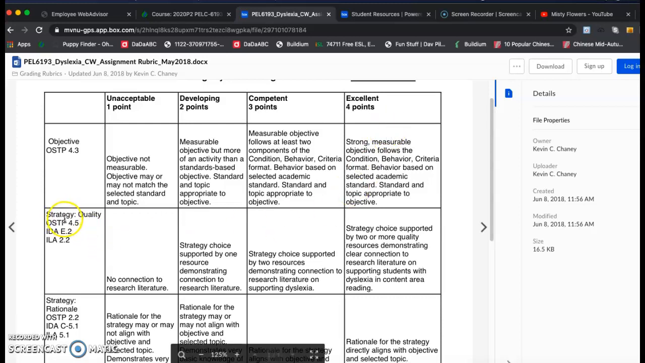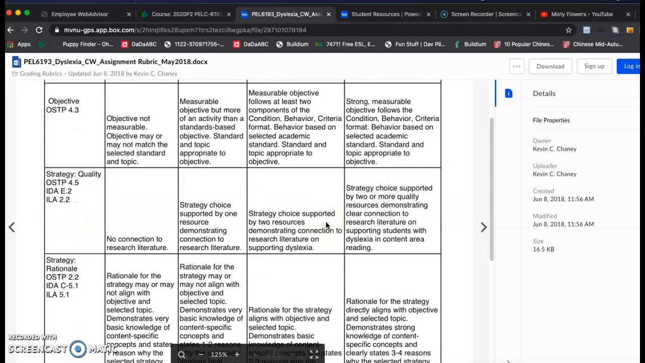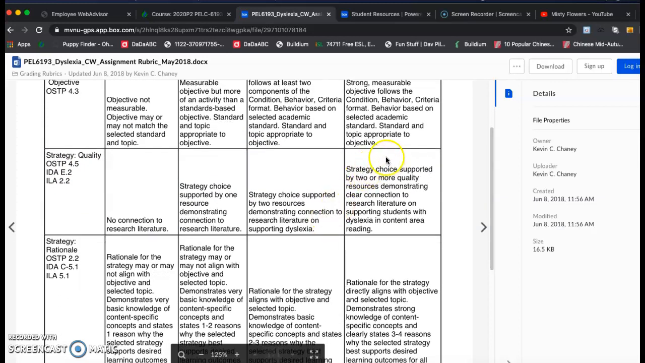The next element is strategy quality. Strategy choice is supported by 2 or more quality resources demonstrating clear connection to research literature on supporting students with dyslexia in the content area reading. So you need 2 or more quality resources to earn the most points.